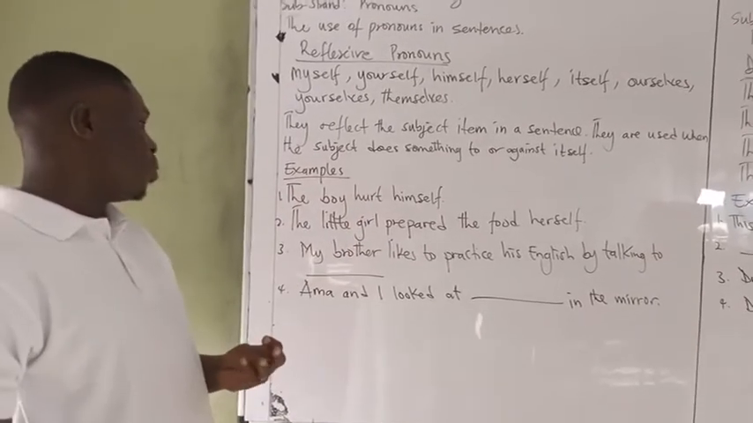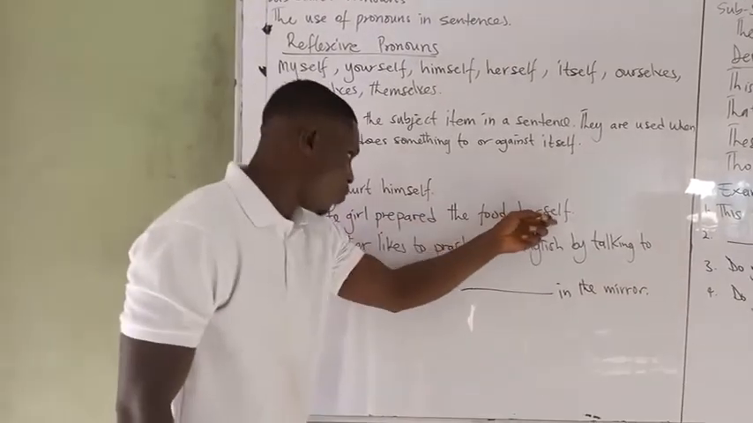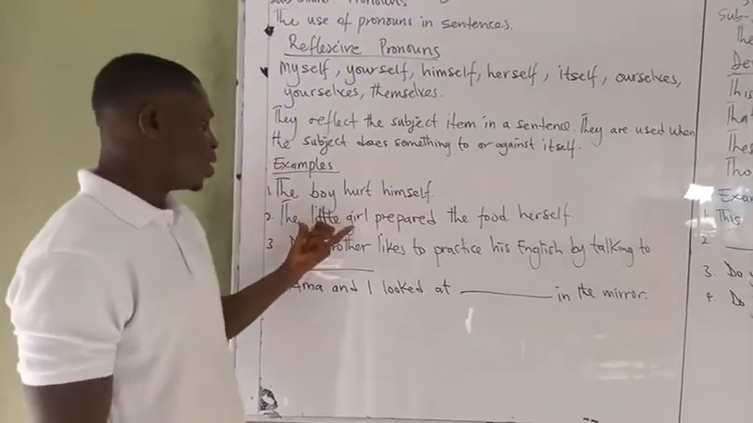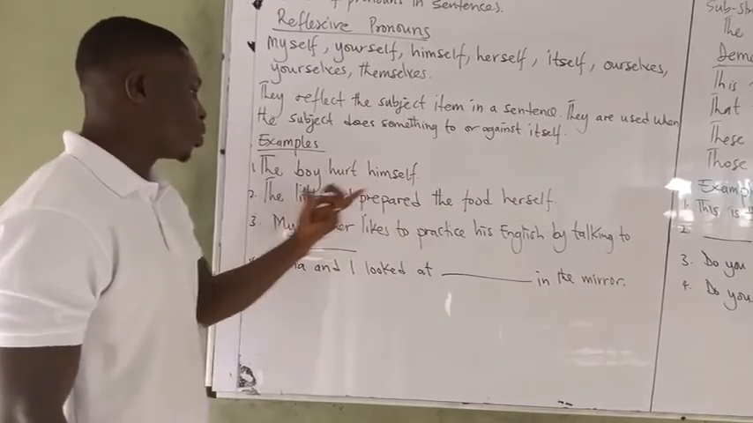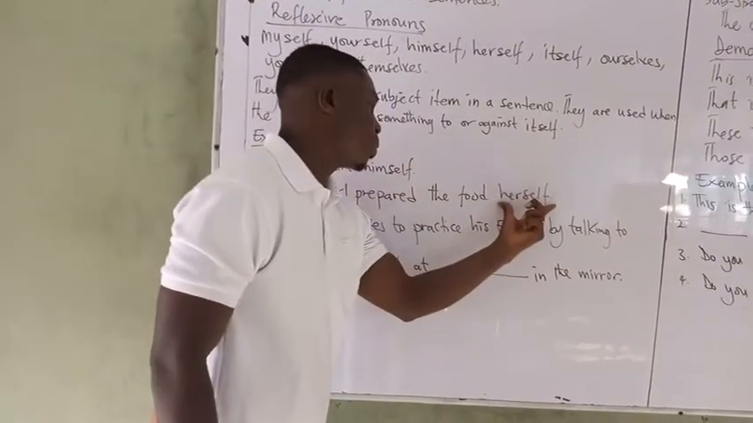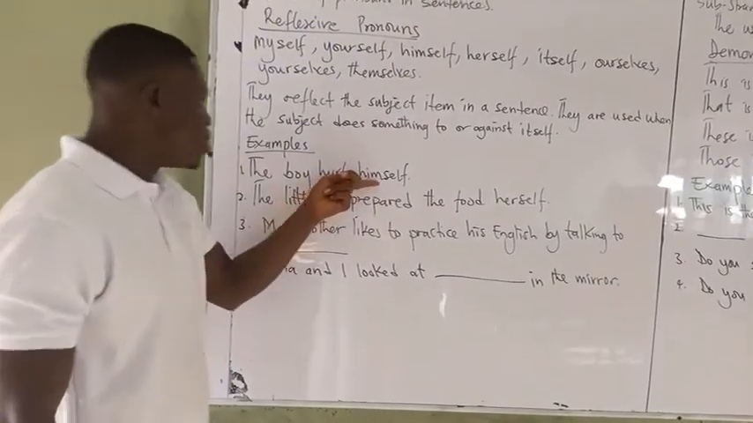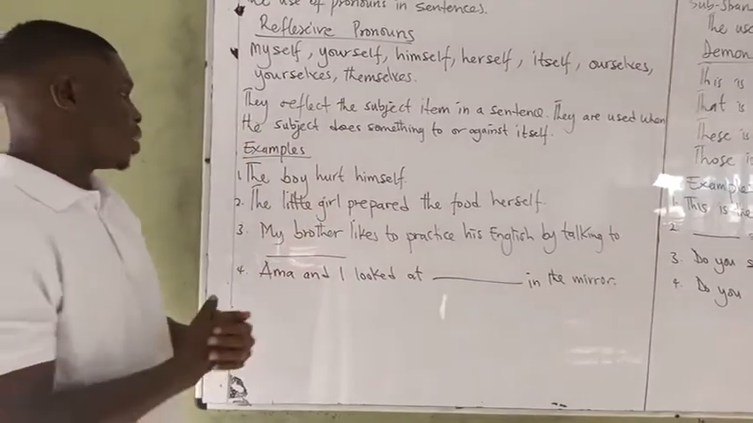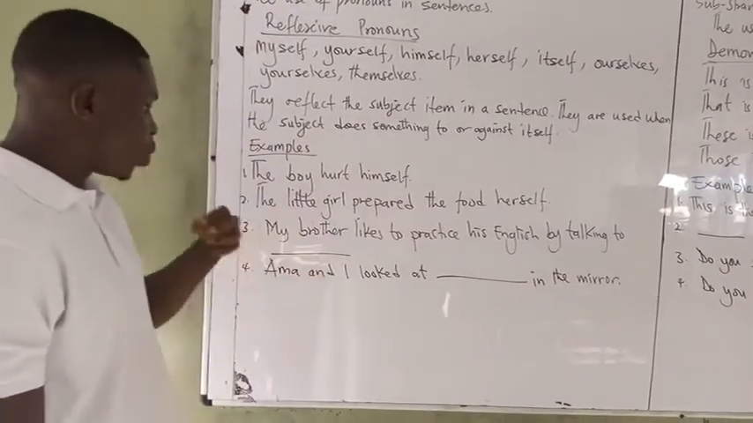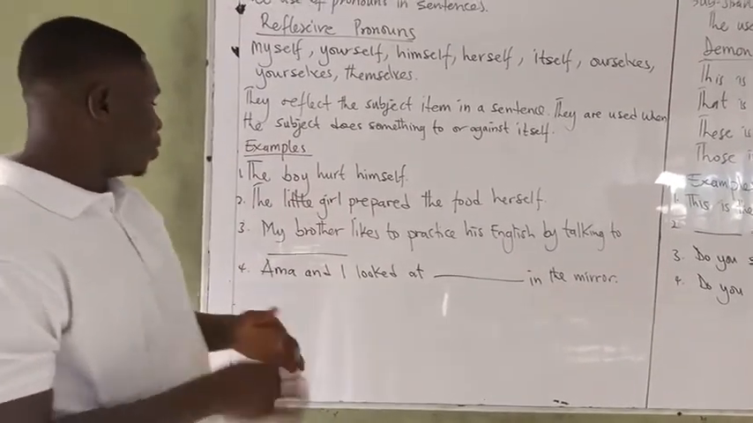Look at the second example. The little girl prepared the food herself. So the little girl is the subject, and the action was performed by this same little girl. So in the object side, herself comes in. And don't forget, we're using herself because of the gender girl. Use himself here because of the gender boy. But you already know these things in the lower class, so I don't want to touch on them. We are just looking at how to use them to talk and make right sentences. Let's look at the next example.